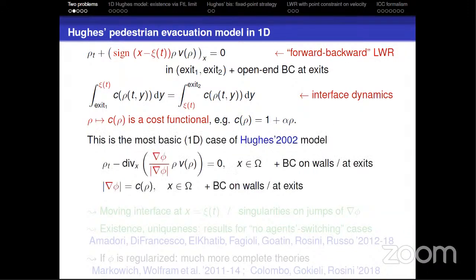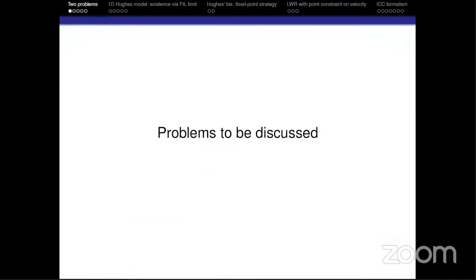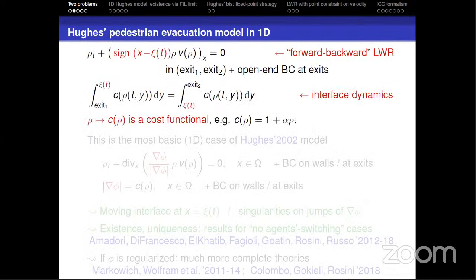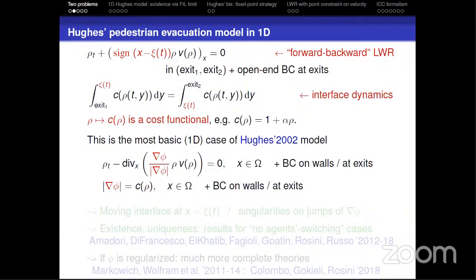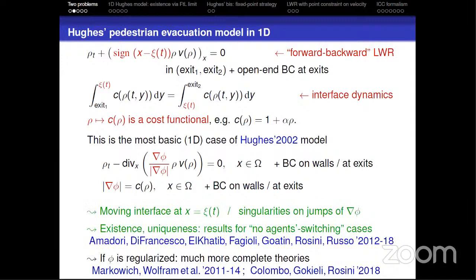And this is the most basic 1D case of the general model of Hughes, which is here. So here you find a part which is direction field. It is given by an Eikonal equation, which features this cost. You have some boundary conditions that are different on walls and the exits. All this I will not discuss in detail. And so the main feature is that you have a moving interface which corresponds to the singularities, jumps of this gradient phi, solution of the Eikonal equation.